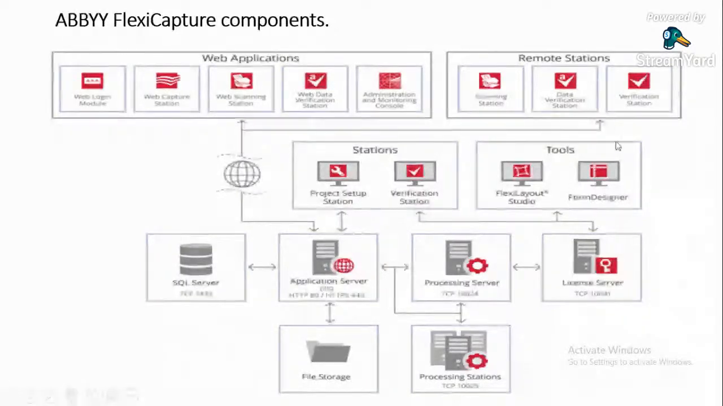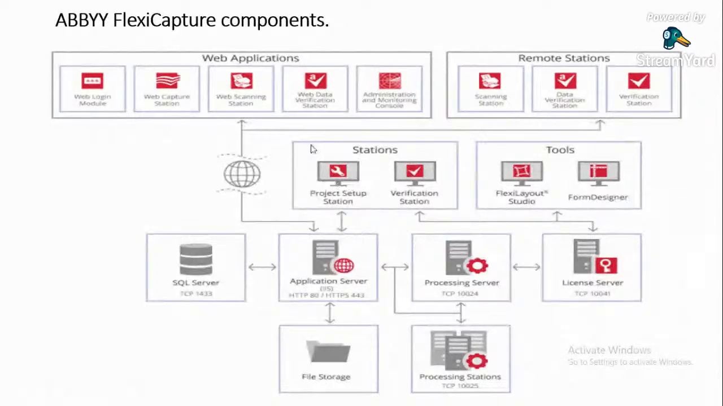So once I'm done with creation of the template from the Flexi Layout Studio, we will be generating a .fsp file, and we just have to convert that .fsp file into an AFL file, which we will be using to create a document definition. The document definition can be created in the project setup station by using the AFL which is generated from the Flexi Layout Studio. And once I'm done with the creation of the document definition, and once we publish the project from the document definition, I'll get a FC dot.